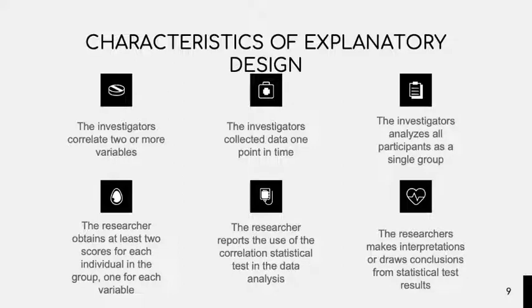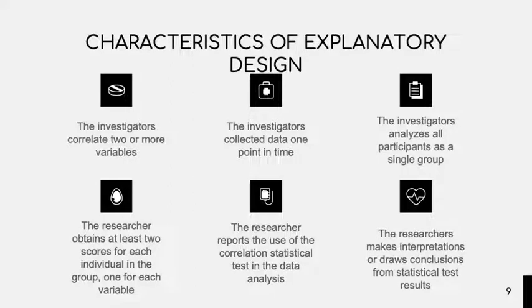The fourth characteristic that can be found in an explanatory design is that the researcher obtains at least two scores for each individual in the group, one for each variable. In the method discussion, it can be found that the researcher mentions how many scores were collected from each participant. For example, in a study of optimism and appropriate health behaviors, the researcher will collect two scores from each individual: an optimism score and a health behavior score.